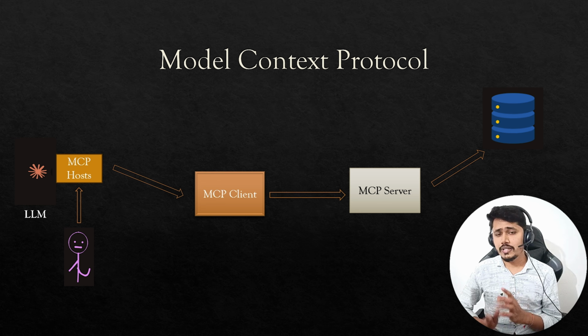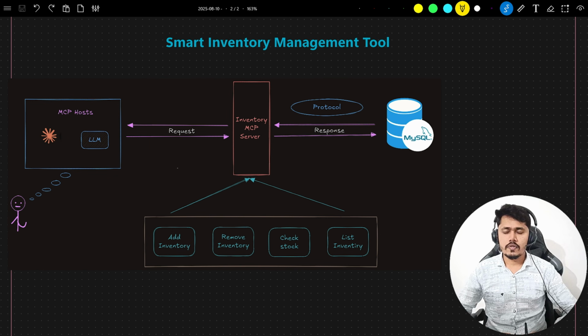First, let me show you the architecture diagram of the project that we are going to solve. Okay. This is the architecture diagram of a smart inventory management tool. So we will be building an inventory management tool, which is going to help the user take care of day-to-day activities, like adding inventory, checking the stock, extracting product information, removing stock. So that's how this inventory management tool is going to help the user.